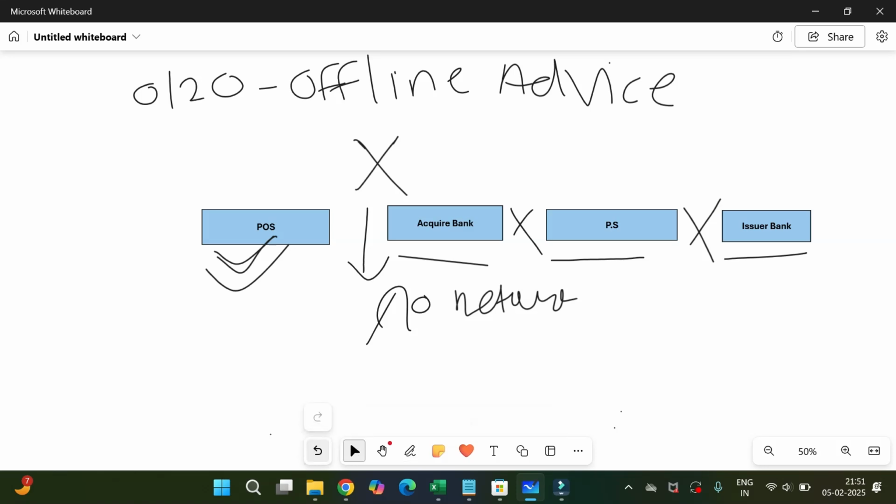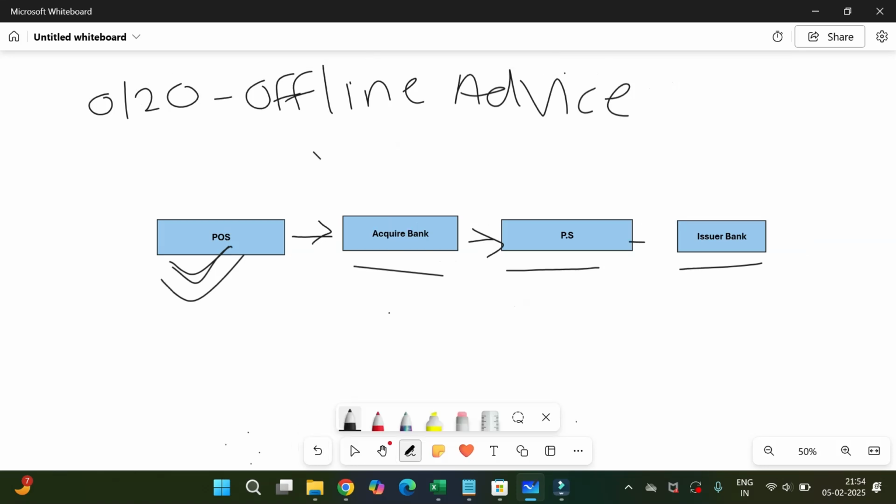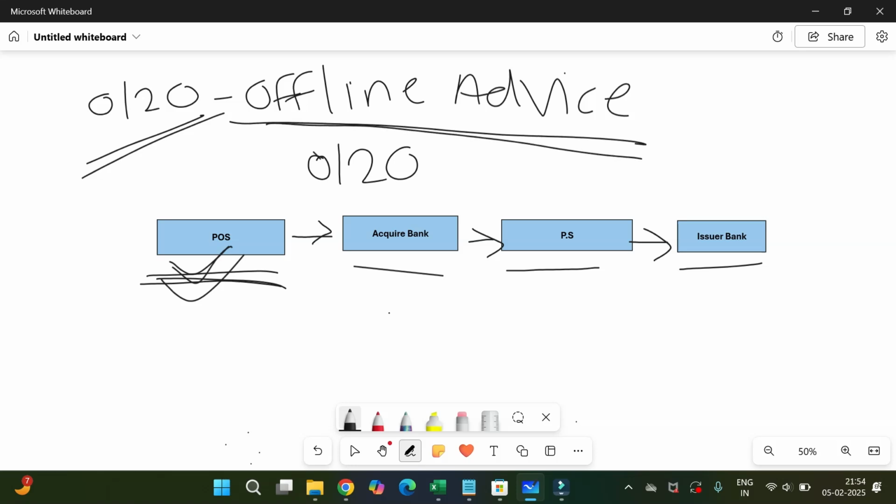Now when your connection is restored, the POS will send a 0120 request to the acquirer. Once the transaction is approved by the POS machine, the acquirer bank, payment scheme, or the issuer bank will not be able to decline the transaction as per the global regulation. So this is how 0120 works. This is how the offline advice works.